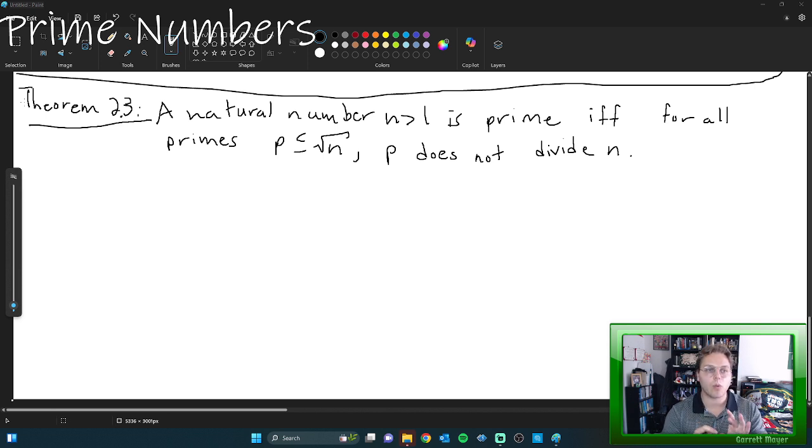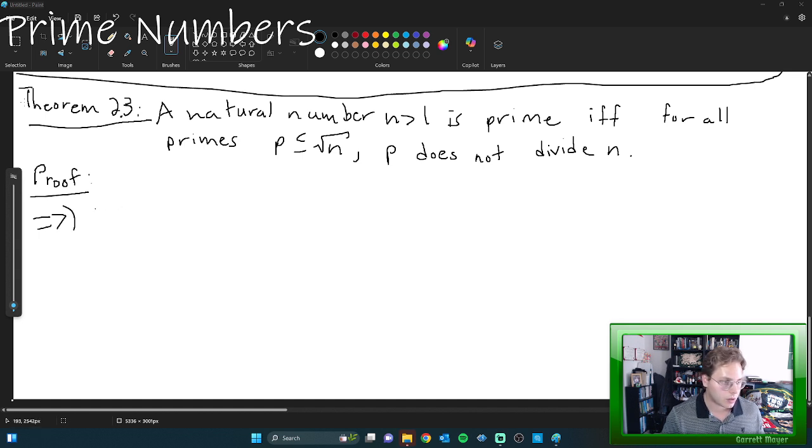So actually what this theorem does is give us our first way of testing whether a number is prime or not. If we have a number n, we can test if that number is prime by checking every single prime below the square root of n and see if those numbers divide n. And if none of them do, then n is prime. So let's do this proof. This is a biconditional statement, so to prove it, we're going to have to prove each direction. Now the first direction is going to be a little bit quicker, so we can start there.